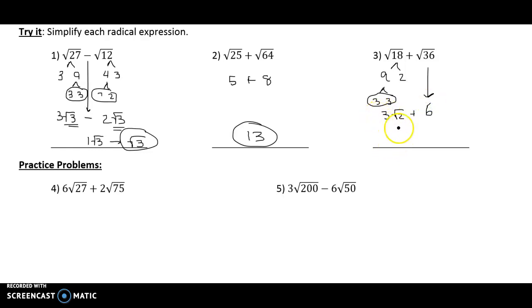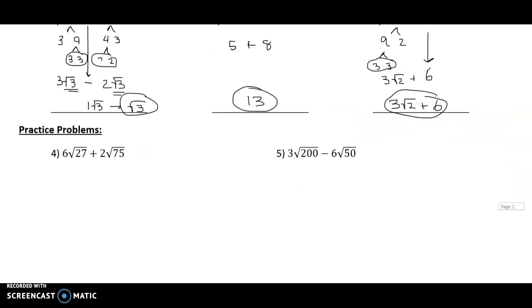Okay? So now you have to look at this. Is 3 radical 2 and 6, are those like terms? Some people will say yes, just because 6 doesn't have a radical at all, but that is not similar to 3 radical 2. So this answer is actually just 3 radical 2 plus 6. Okay, you cannot combine those in this case.